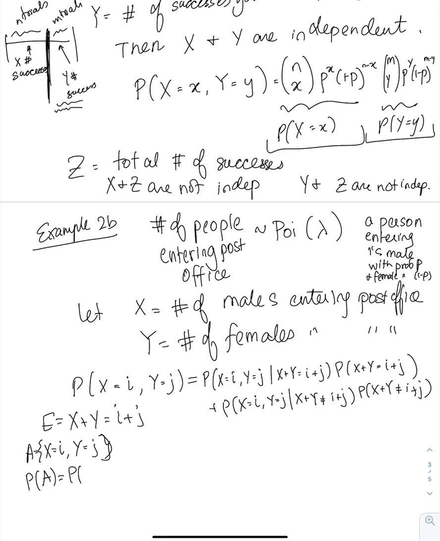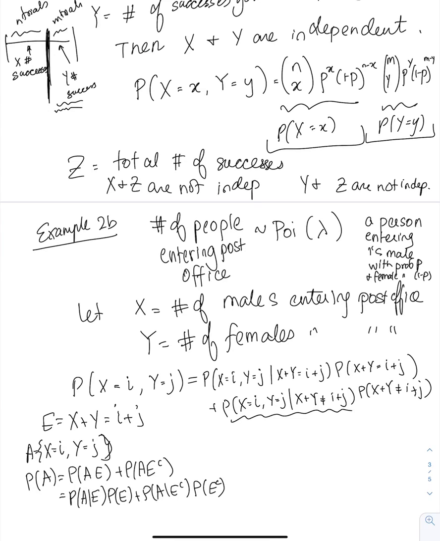We said this is the probability of A intersect E plus the probability of A intersect E complement, which is the probability of A given E times the probability of E plus the probability of A given E complement times the probability of E complement. Okay, so that's all I've done over here. Now take a look at this term over here.